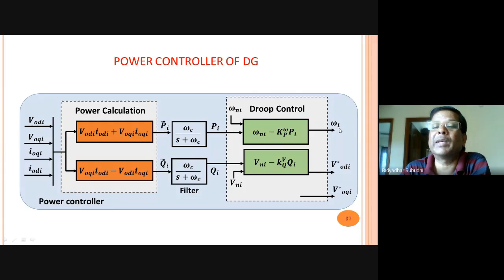Once you obtain Pi and Qi, by controlling Pi you can regulate your omega i with the droop relationship, that is, the nominal frequency minus the droop coefficient times the active power of the ith DG. And similarly, by controlling the reactive power, you can control the voltage of the ith DG.